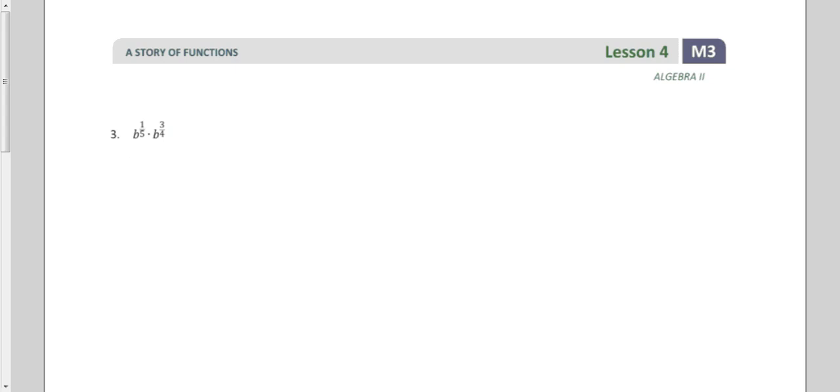Right. So we get to do Friday Fun with Fractions Friday. So it's not, but you know what? So it's Friday Fun with Fractions Friday on a Thursday. So this is b to the 1/5 plus 3/4 power.